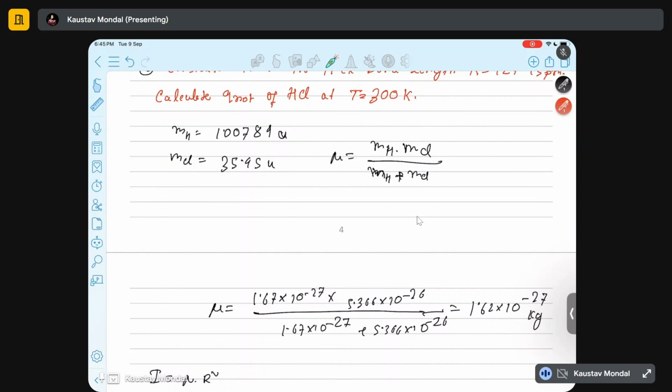So far we have only discussed the linear case of the rotational partition function. Okay. So till now we discussed the linear case. Now we'll discuss the non-linear case. Okay. Let me write.